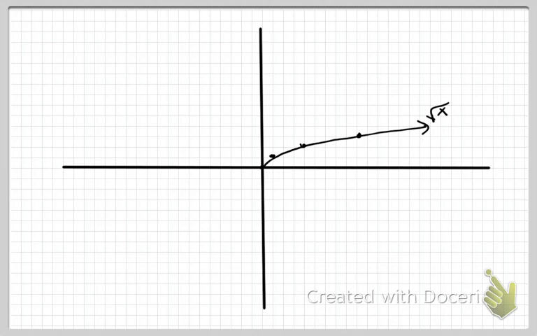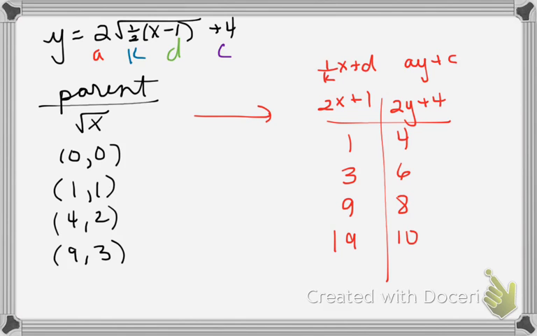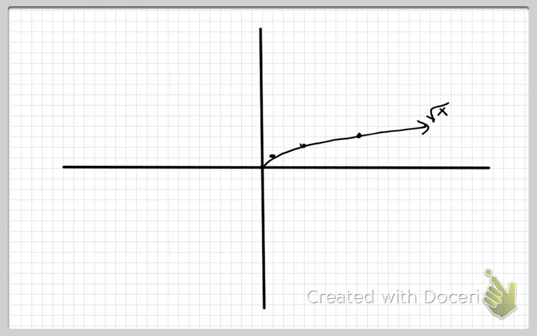Okay, and then we're going to graph the transformed function. 1, 4, 3, 6, 9, 8, and 19, 10. Okay, there's my points, and here's my graph. Okay, and that's our transformed function.